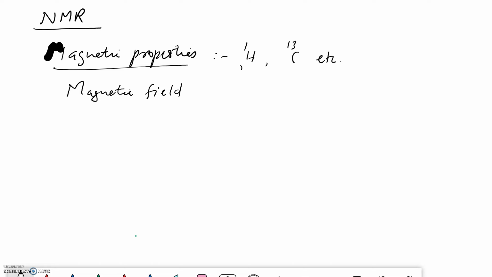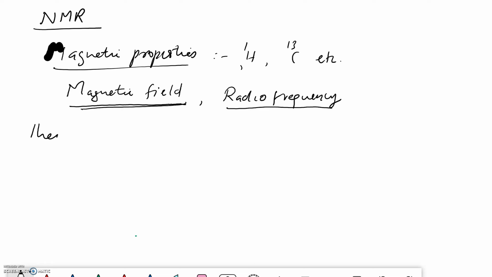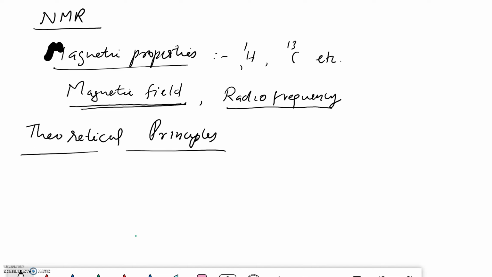Compared to other spectroscopy that do not need a magnetic field to study the spectra, in NMR spectra we need a magnetic field, and the light used here is normally radio frequency. That is, in these spin energy states, transition occurs using radio frequency in the presence of an applied magnetic field. First, we are going to discuss the theoretical principles of NMR spectroscopy.